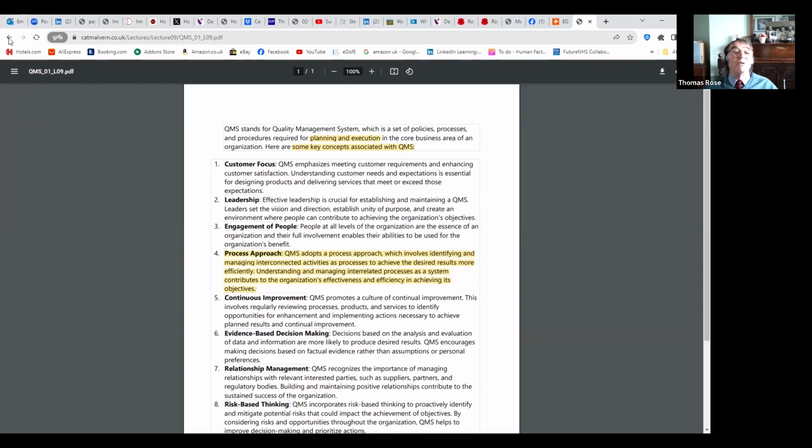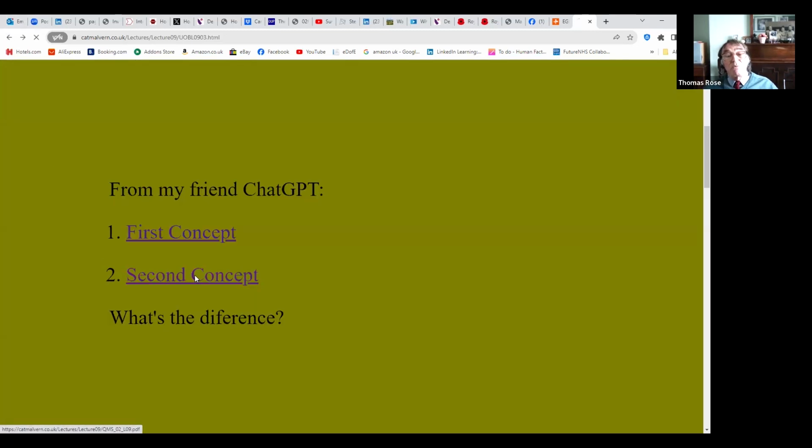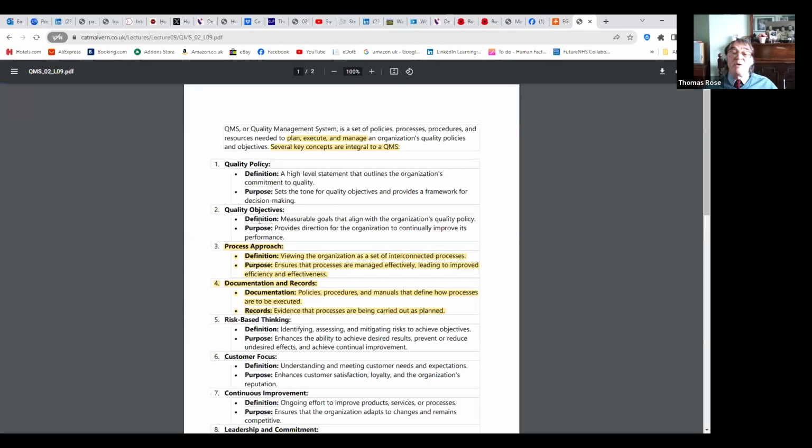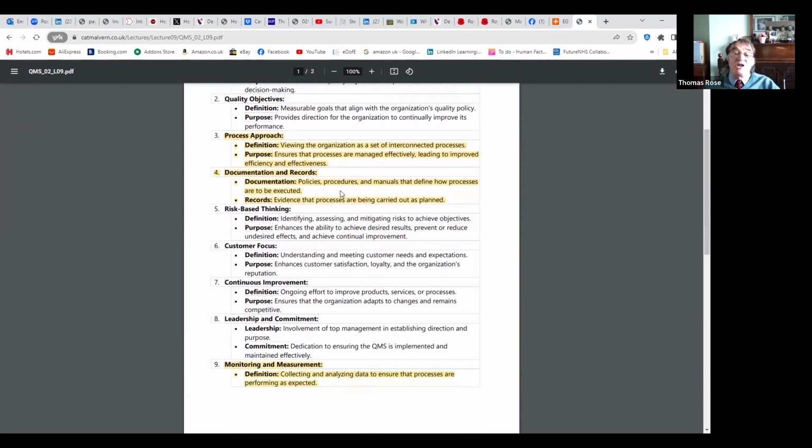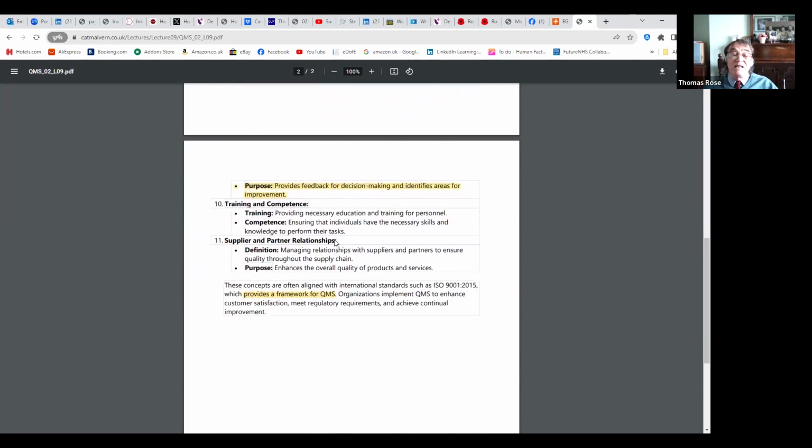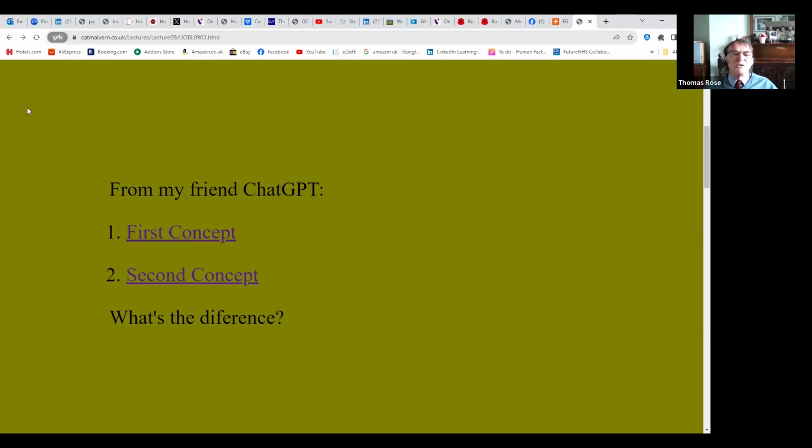There's something missing though. This is another concept where instead of just having the two elements at the beginning, they've got the plan and the execute, but they've also got the manage. And these are several key concepts, not just a few key concepts. And it covers a lot of the same topics, but at the end, it talks about providing a framework for quality management systems instead of just a concept. So you've actually got that framework there. And what's the difference between a framework and a management system? Well, you'll have to decide yourself.